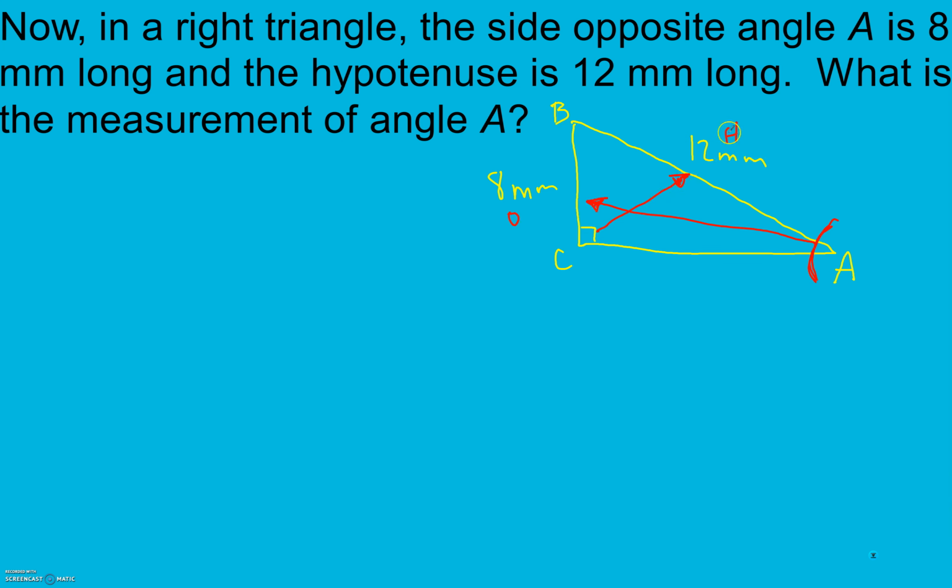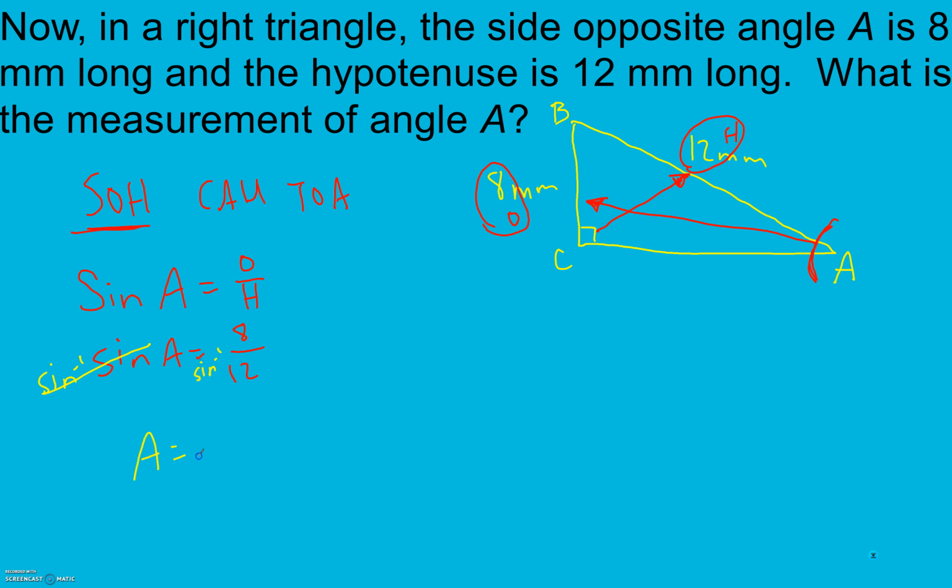If I have an O and an H, I'm looking at my SOH CAH TOA, and I want SOH. So sine of my angle A equals opposite over hypotenuse. My opposite is 8. My hypotenuse is 12. Now, to get sine on the other side, I take the inverse, and those cancel. Okay, when I take the inverse of something, it disappears. So I have sine -1 of 8 over 12. Inverse sine of 8 over 12.